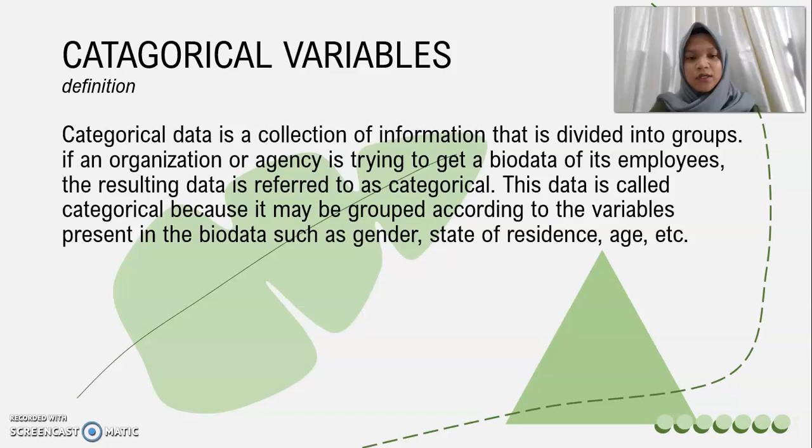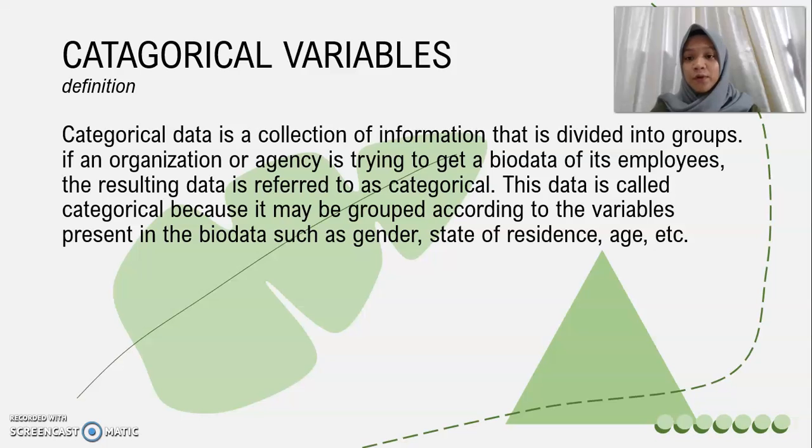Categorical variable is a collection of information that is divided into groups. This data is called categorical because it may be grouped according to the variables present in the biodata, such as gender, state of residence, age, and etc. This also applies to, for example, a type of fruits, type of colors, favorite numbers, type of vehicle, brand of cars, brand of motorcycle, and etc.